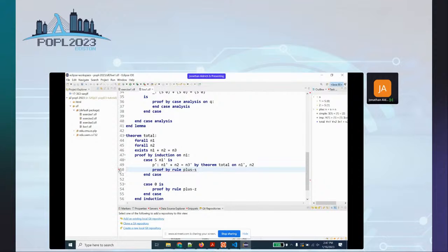Let's see what we get here. It says wrong number of premises for rule plus S, which expects 1. So Jonathan, when they first did this, they tried to have good error messages, and I tried not to interfere too much with that because they are actually decent, and that's important for our students. So we've proved totality here.